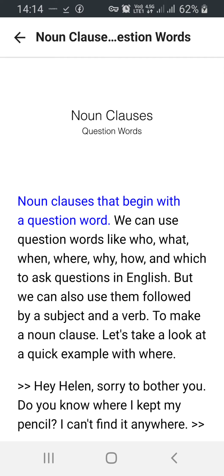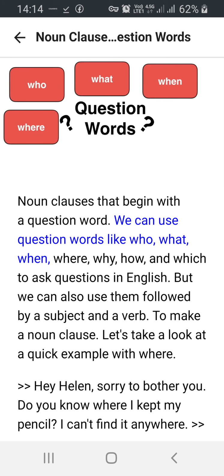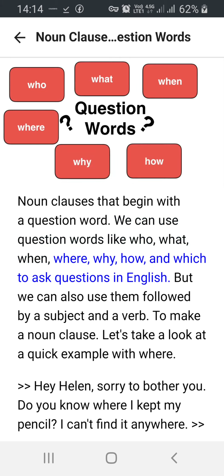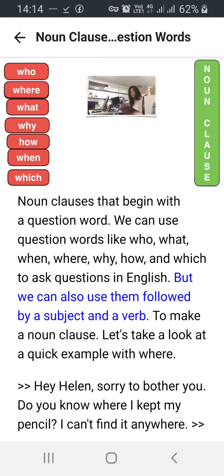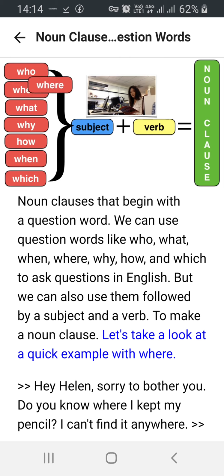Clauses that begin with a question word. We can use question words like who, what, when, where, why, how, and which to ask questions in English. But we can also use them followed by a subject and a verb to make a noun clause. Let's take a look at a quick example with where.